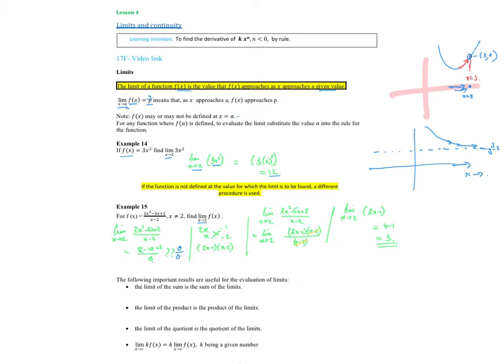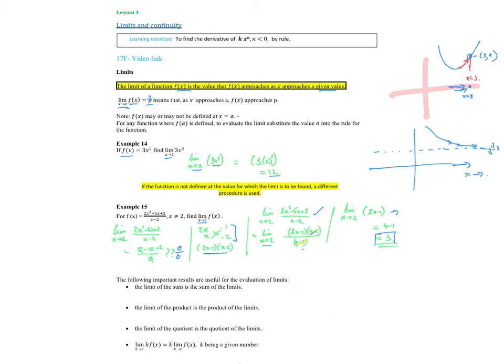Okay, so if I was to factorise that f(x) expression, the top becomes (2x minus 1)(x minus 2). So this function can now be written as the limit as x approaches 2 of (2x minus 1)(x minus 2) over (x minus 2). Those (x minus 2)'s cancel. So this function simplifies to the limit as x approaches 2 of 2x minus 1, which is 4 minus 1, which is 3.